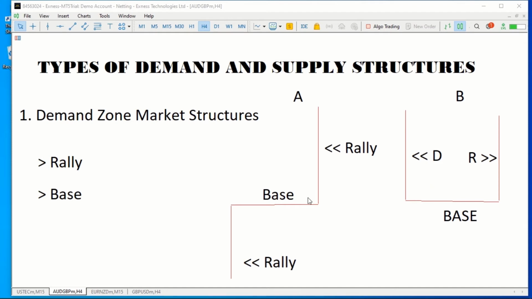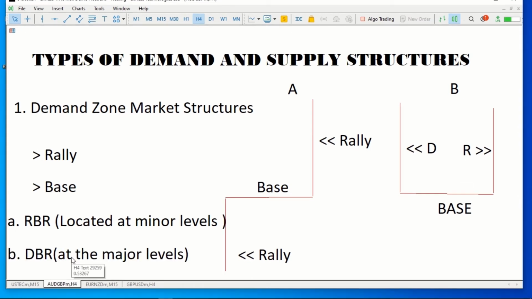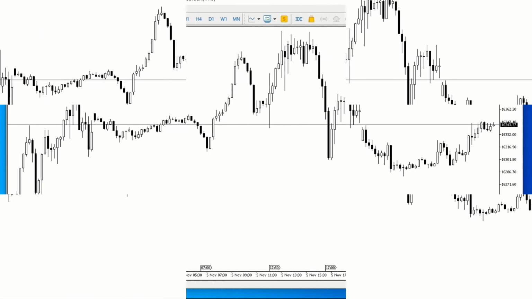Yes, so the first one we technically call rally base rally, or for short RBR, uptrend demand uptrend, where demand is located at the minor levels, as compared to the second case study where demands are located at the major levels. So my people, these are the two major types of demand zone market structures. Now I'll take you to the chart and help you locate these two types of demand levels.